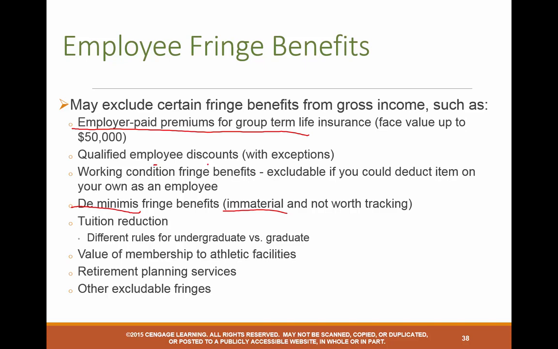De minimis is Latin for immaterial. It's so small they're not going to track it. You get a ham at Christmas. You know, that's not going to show up here in a W-2. It's too small. Tuition reduction. If your employer pays for your tuition, and there's different rules for grad school versus undergrad. Value of membership in athletic facilities. Retirement planning services. We get to go once a year and meet with a retirement counselor. She looks at all your stuff and tells you to shift this and do that and tweak this.